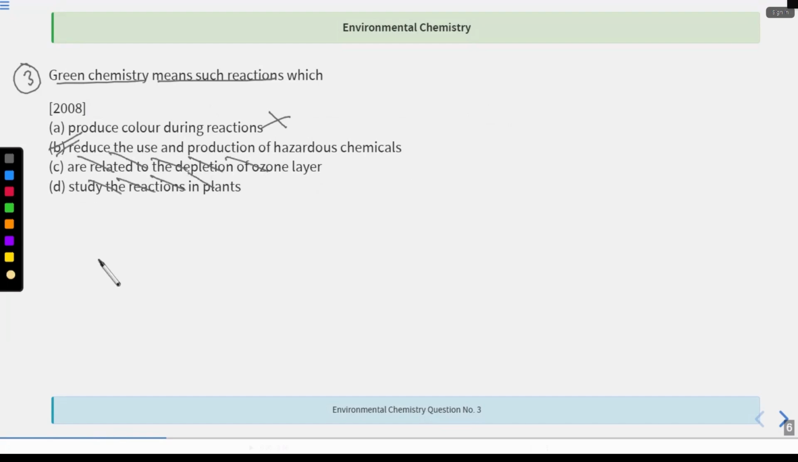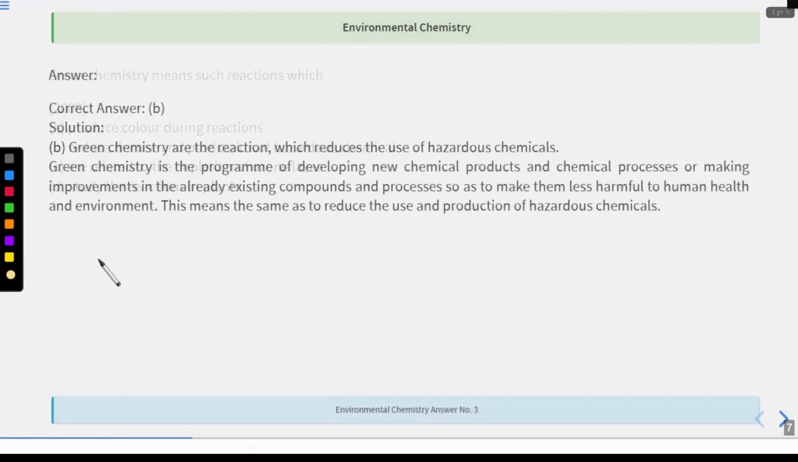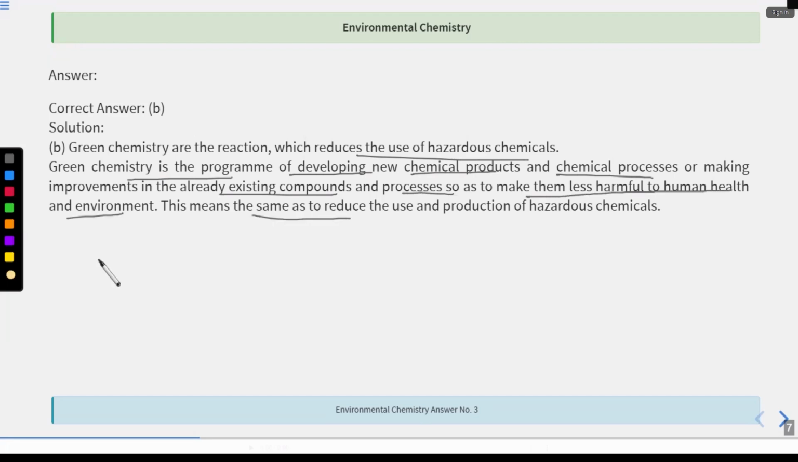Green chemistry just means we are doing that kind of chemistry in which there is less pollution. It is the reaction which reduces the use of hazardous chemicals in the program of developing new chemical products and chemical processes, or making improvements in already existing compounds and processes so as to make them less harmful to human health and environment. This means the same as reducing the use and production of hazardous chemicals. Why so? Because when we reduce the use of hazardous chemicals, then pollution will be reduced.